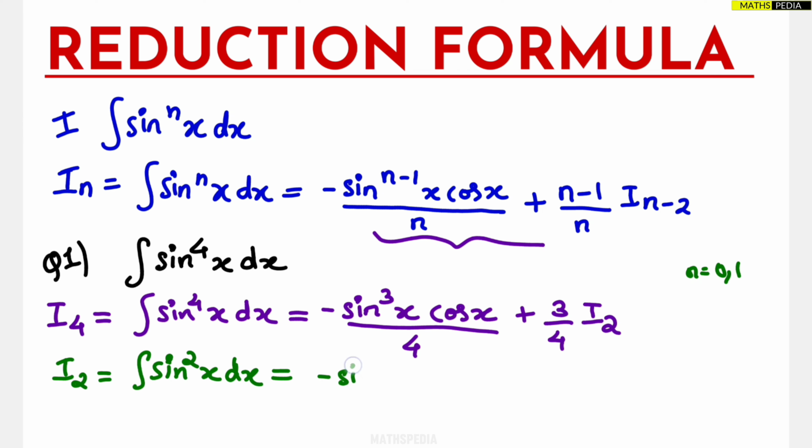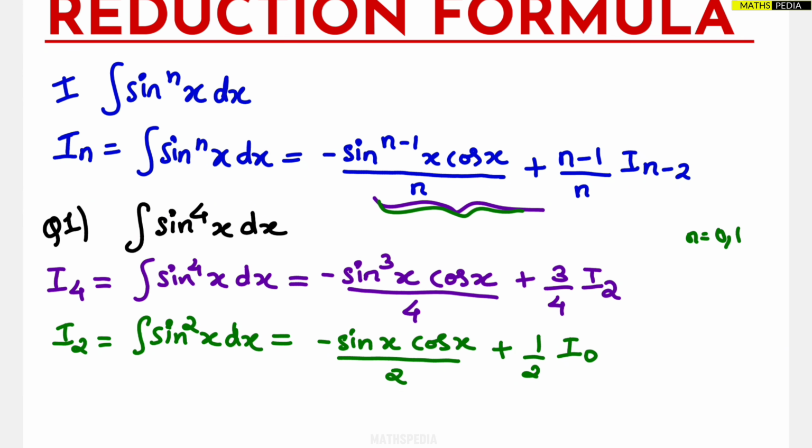So minus sine 2 minus 1, which is 1, so sine x into cos x as it is, divided by, I am applying the same formula, n value is 2 here, plus 2 minus 1 which is 1, divided by 2 into I n minus 2. So here 2 minus 2 is 0, so I0. Okay, now we have got I0. Now again the problem has come, because I0 is unknown. So the I2 value we got, we are going to substitute here, but again we don't know the I0 value, so we have to find out I0.